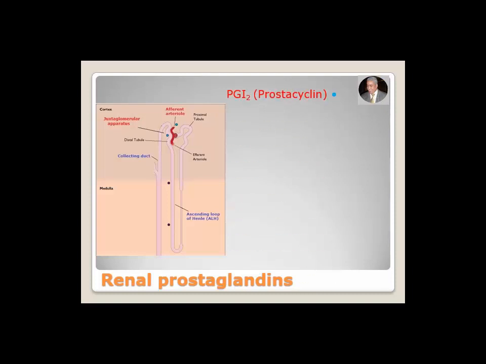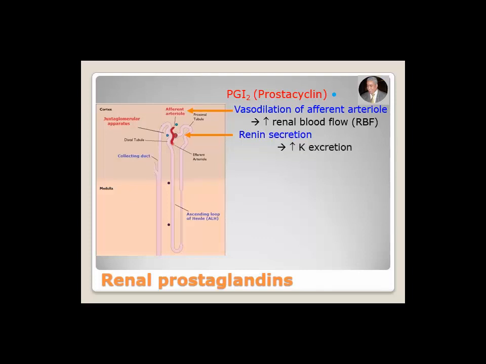The prostacyclin can vasodilate the afferent arterioles, with subsequent increase in the renal blood flow and glomerular filtration. It also stimulates renin secretion, which activates the angiotensin pathway, with subsequent aldosterone secretion. Aldosterone leads to sodium retention and potassium excretion.